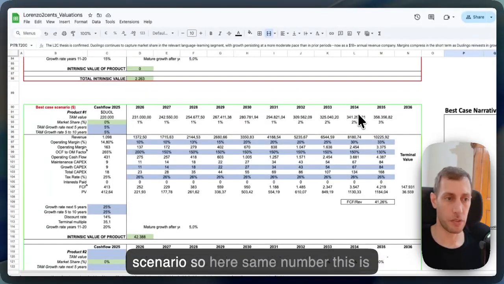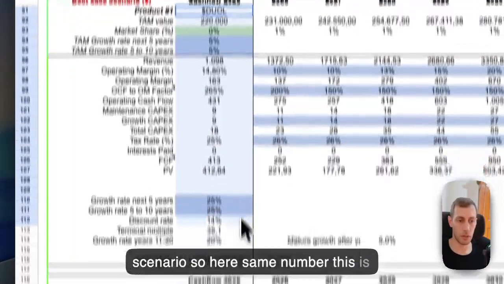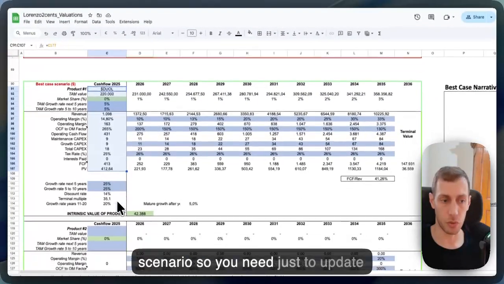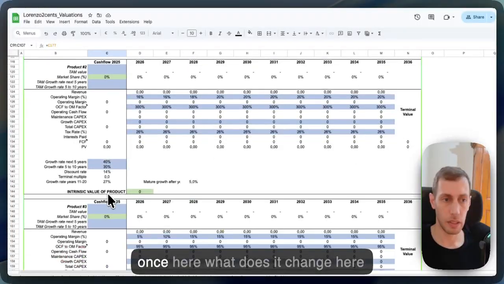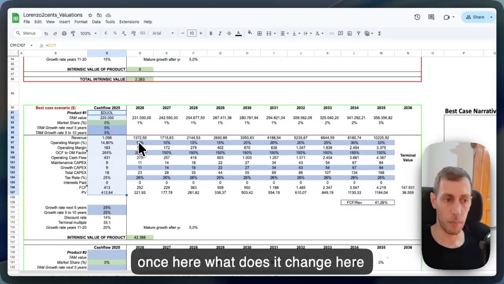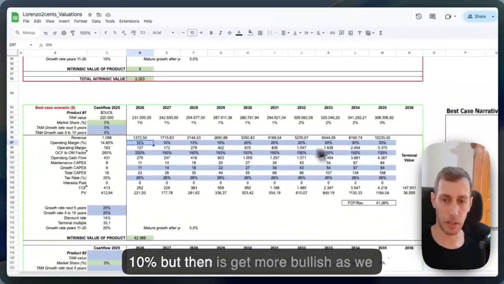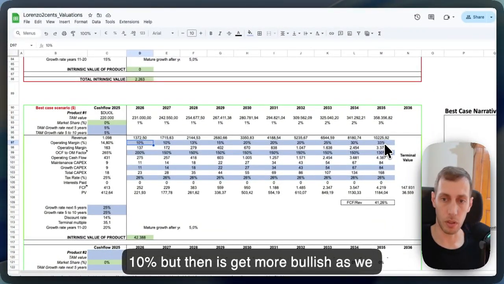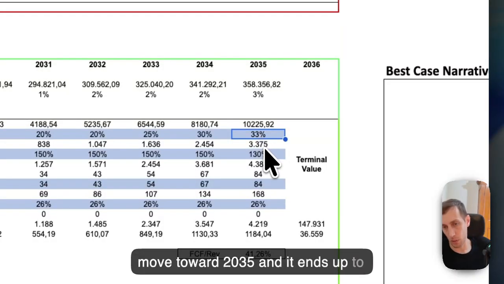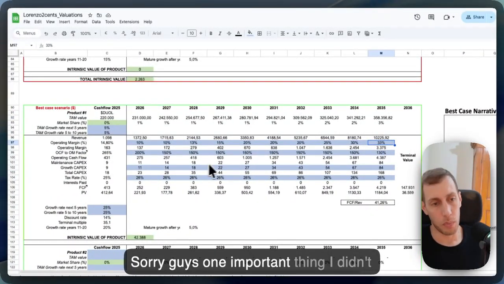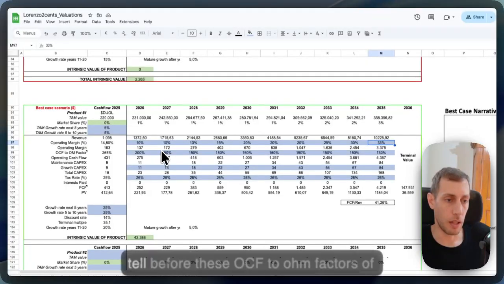Second is the best case scenario. So here, same numbers. This is pulling numbers from the normal case scenario. So I need just to update once here. What does it change here? Well, mainly operating margin. It's still 10%, but then it gets more bullish as we move toward 2035, and it ends up at 33%.